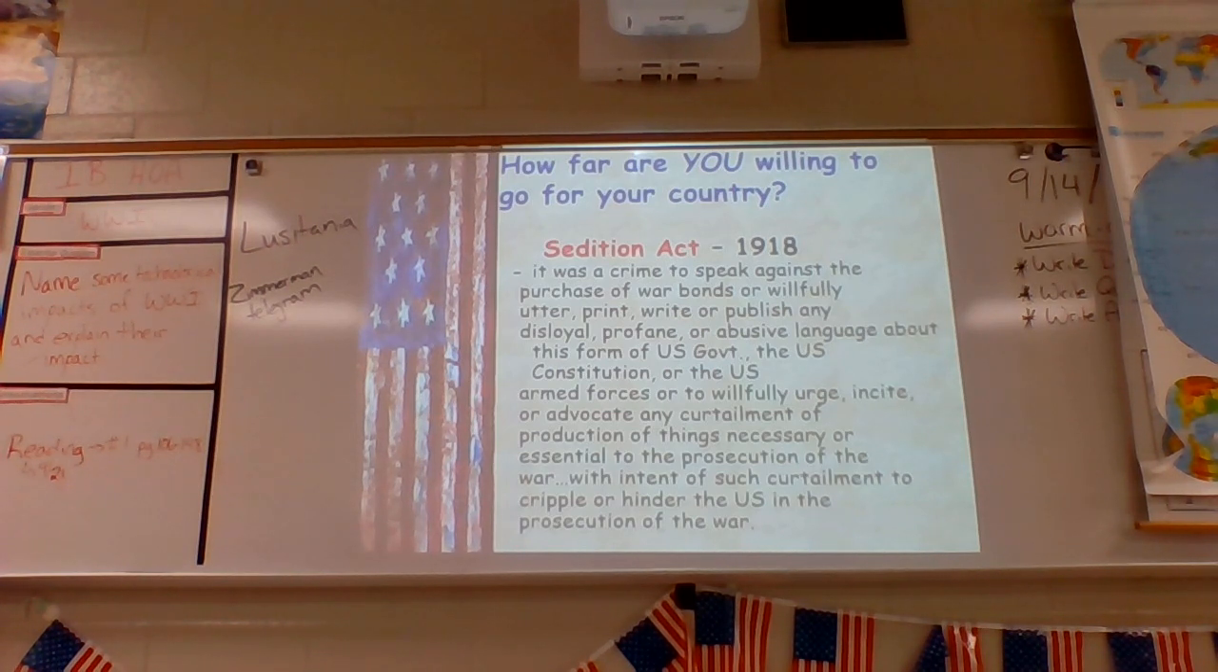The Sedition Act, again, it became a crime to speak against or print or write or publish any disloyal, profane, or abusive language about this form of U.S. government, the U.S. Constitution, or the U.S. Armed Forces. You're going to have a lot of people jailed under this Sedition Act.